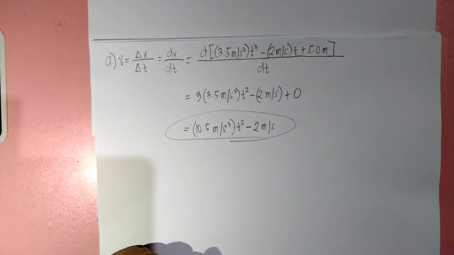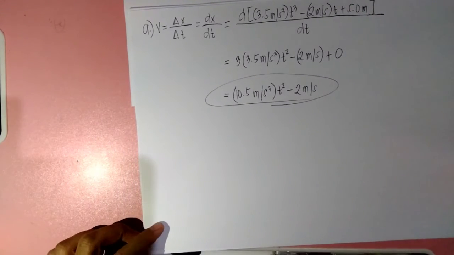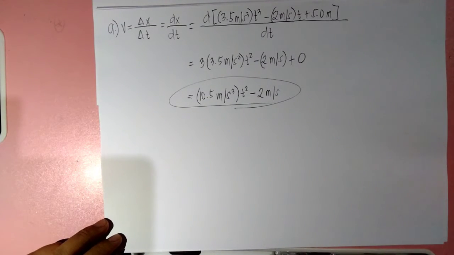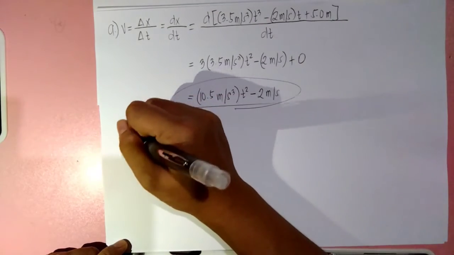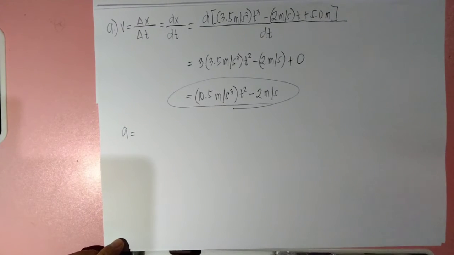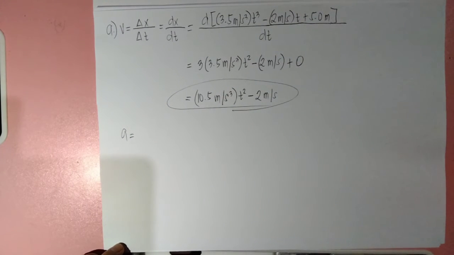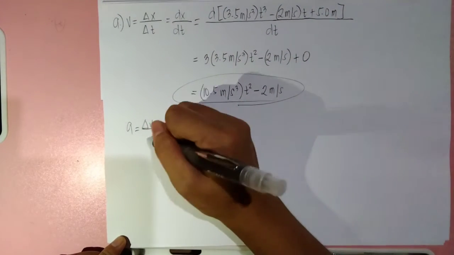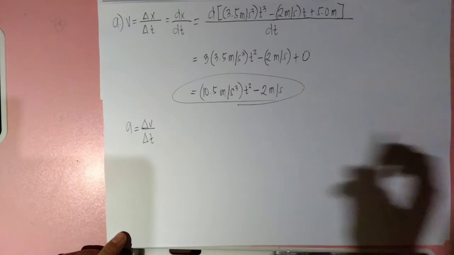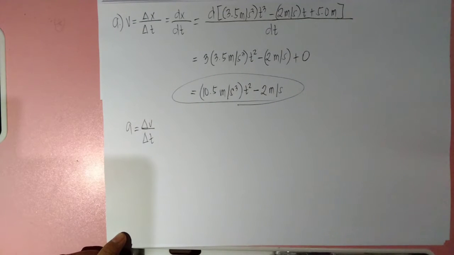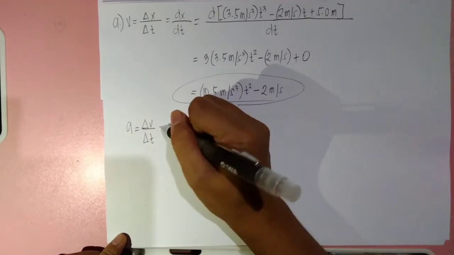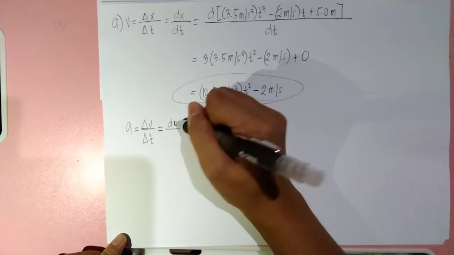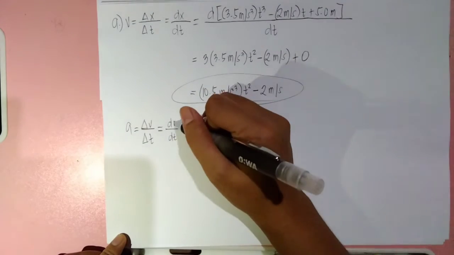This equation will be used later for the calculation of letter B. So we will proceed with acceleration. Acceleration is again the rate of change of velocity. It is written in equation form as delta V over delta t, and can also be written as derivative of V over derivative of t.